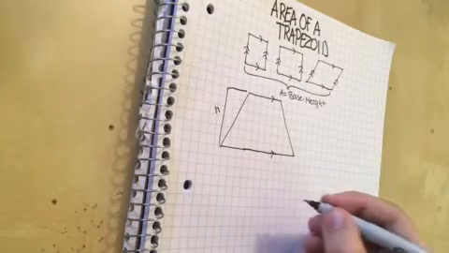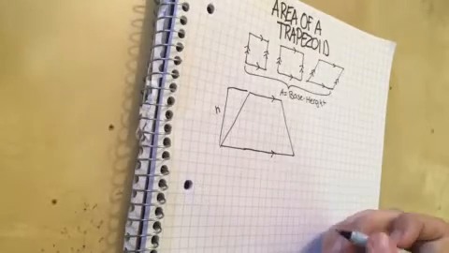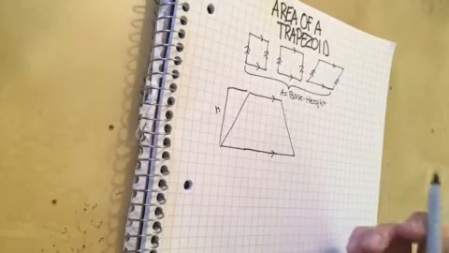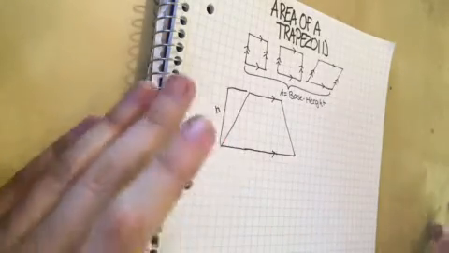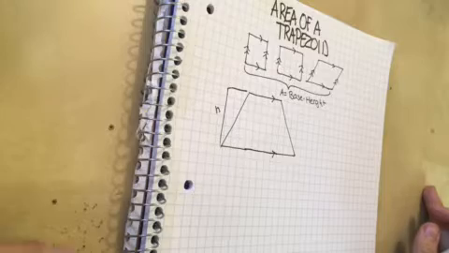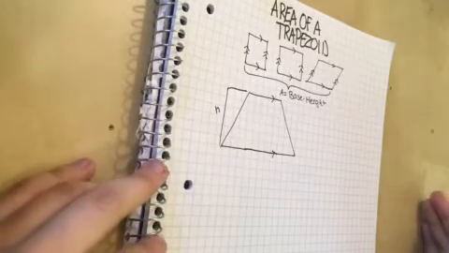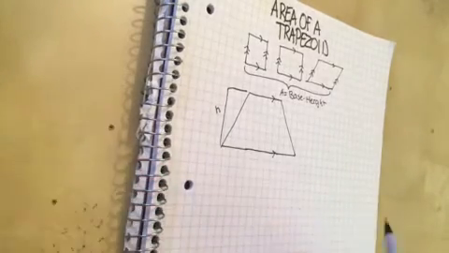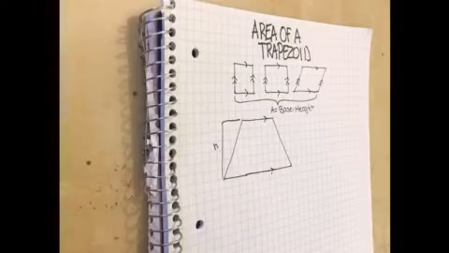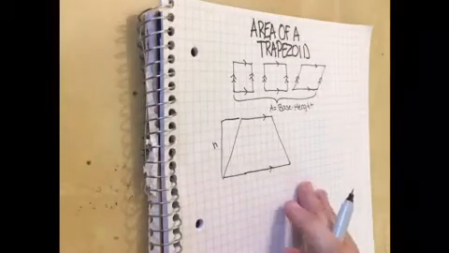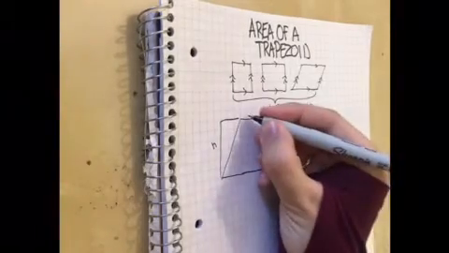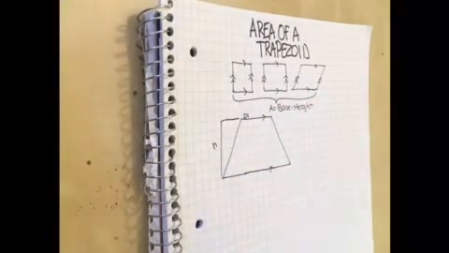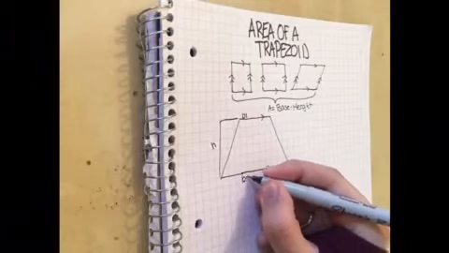Now, to make our area base times height, we have to make a parallelogram. And this is important because this gives us the foundation of what our equation for the area of a trapezoid is based off of. So one thing that we should probably do before we make our parallelogram is we should name our bases. So this is B1 and this is B2.